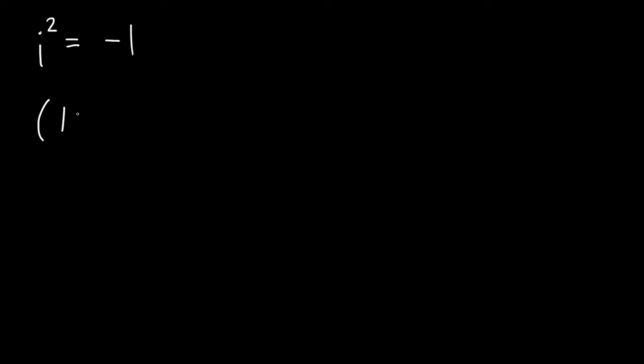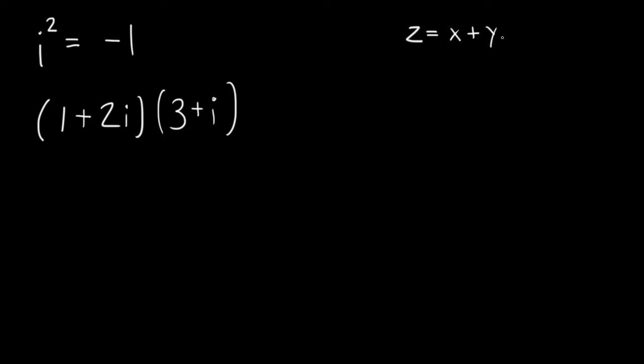Say we were given two complex numbers. We have 1 plus 2i, multiplied by 3 plus i. Z is a complex number with the format x plus yi, or x plus iy. I'll keep it consistent with what I showed you in the last video, though it doesn't matter, because it's multiplication. x is a real number, y is a real number, and i has the property that i squared is equal to -1.